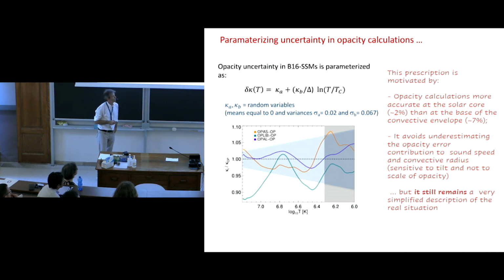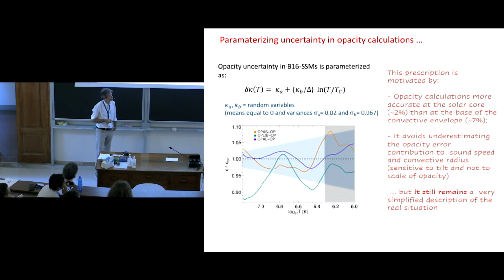In our latest standard solar model calculation, we take this into account by parameterizing the uncertainties in the opacity in this way, as a scale plus a tilt in log T. These are two random variables which were chosen in such a way to have this kind of behavior for the opacity uncertainties, to take into account that at the center the opacity is better determined than at the surface. As I explained, this was done in order to avoid underestimating the opacity error contribution to sound speed and convective radius. So it was an improvement with respect to before, but it still remains a very simplified description of the true situation.